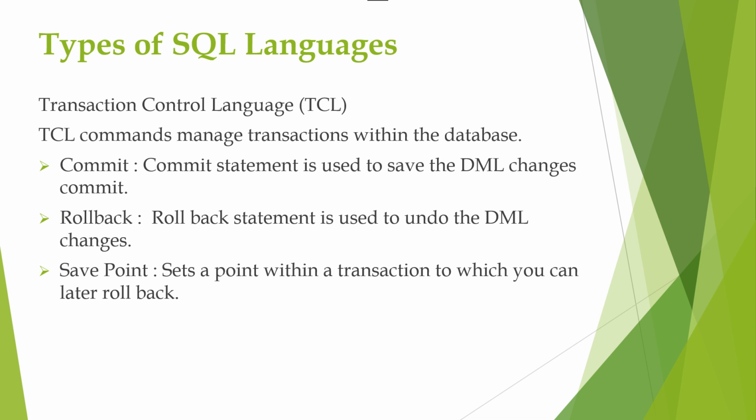Next is savepoint. It is used to mark a position in a database, which helps the rollback statement to roll back to that particular position. That means if we use this savepoint command, and then again use rollback, the changes which you have done after this savepoint will be undone.